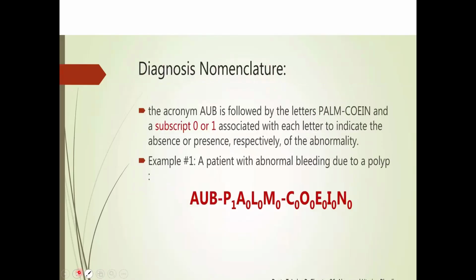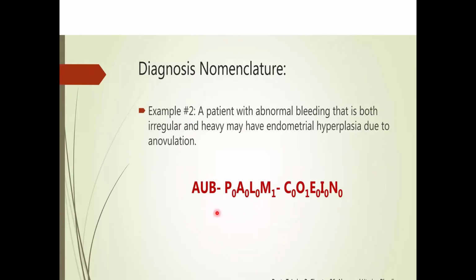Diagnosis nomenclature. The acronym AUB is followed by the letters PALM-COEIN, and a subscript 0 or 1 associated with each letter to indicate the absence or presence, respectively, of the abnormality. For example, a patient with abnormal bleeding due to polyp is AUB P1, A0, L0, M0, C0, O0, E0, I0, N0. The 0 represents the negative cause, and the only cause of AUB in this patient was polyp. In the same way, in the second example, the cause was malignancy and ovulatory dysfunction. Here 1 and 1 indicate the positive causes responsible for AUB.